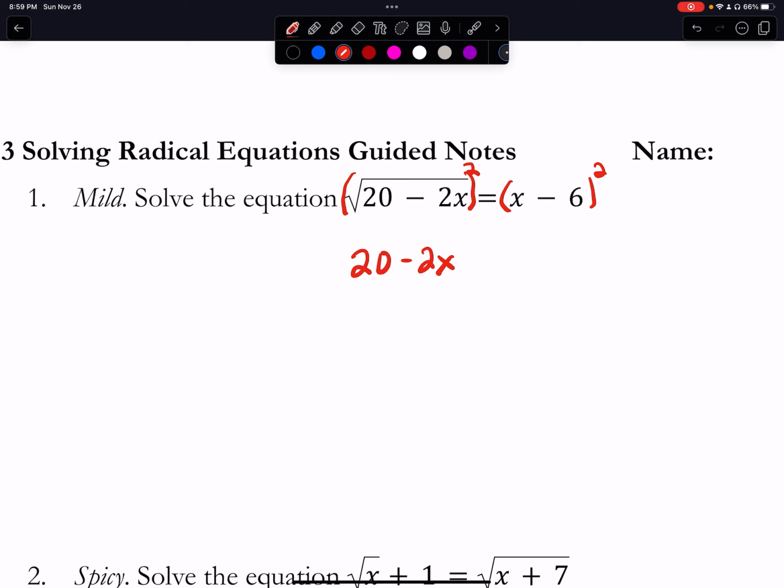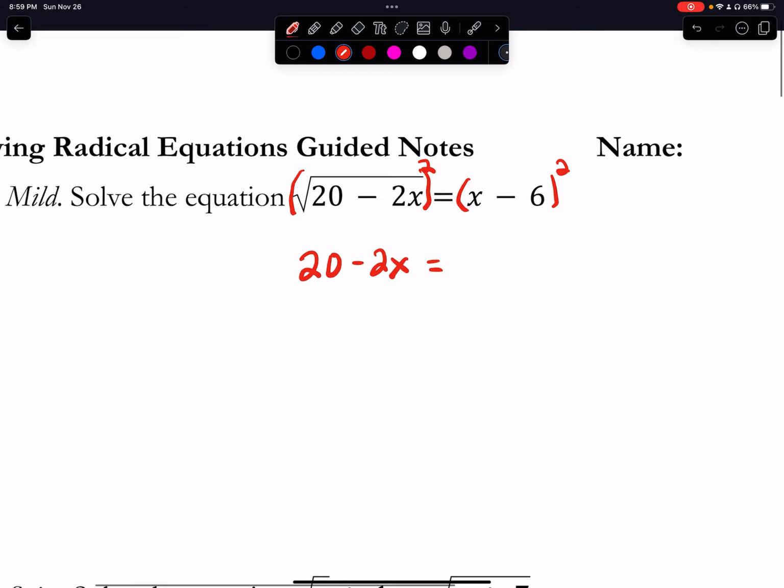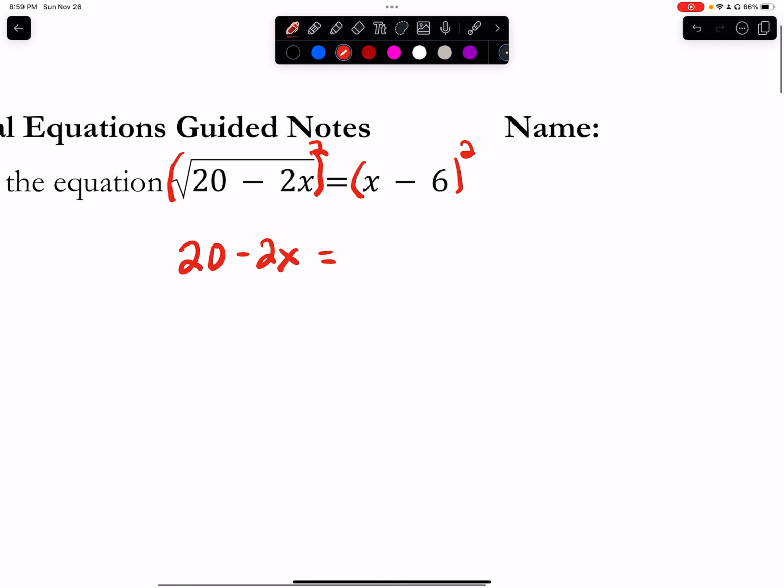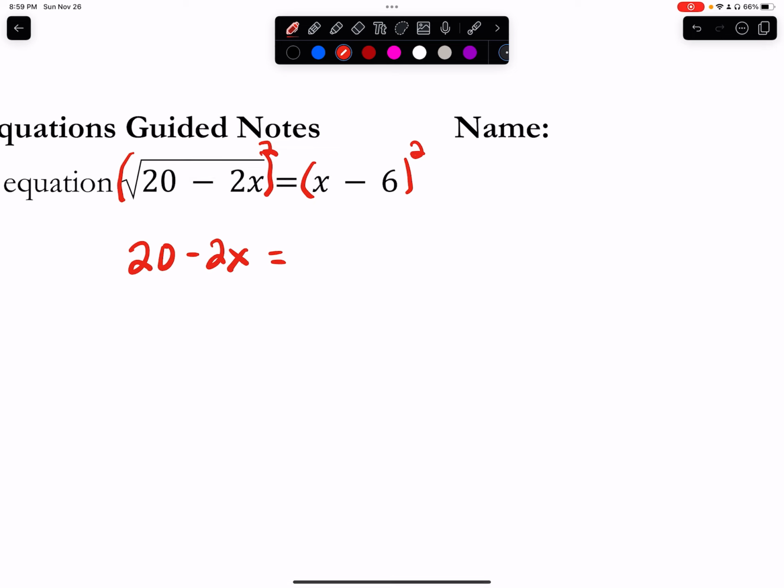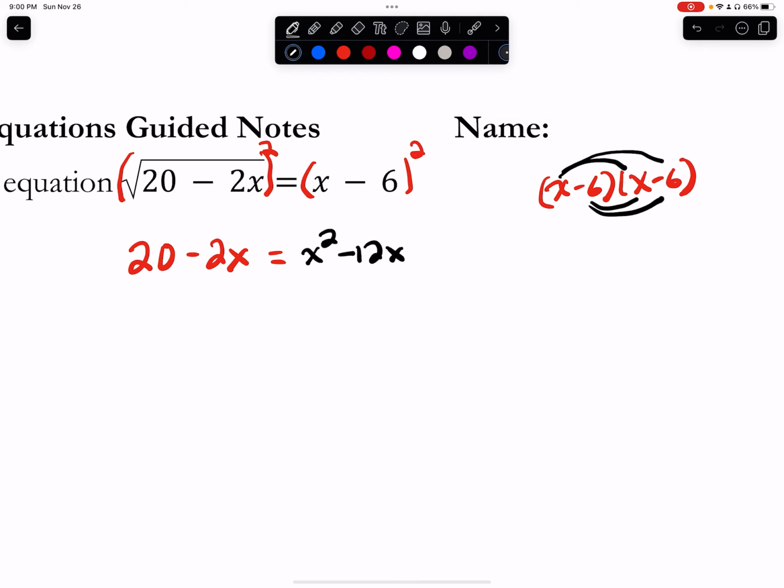Now we have to make sure that we pay attention to what's happening on this side. What's happening over here, x minus 6 quantity squared, is really x minus 6 times x minus 6. You can use an area model, or double distribute, which is what I like to do, or FOIL. You're going to be left with x squared minus 12x plus 36. Resist the urge to just square the x and then square the negative 6.